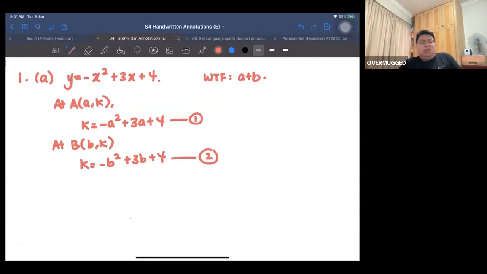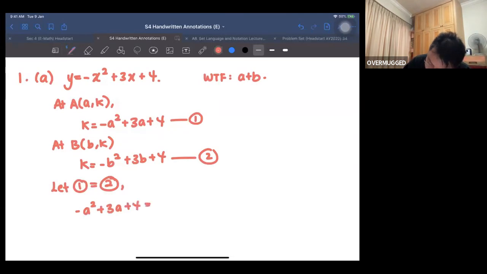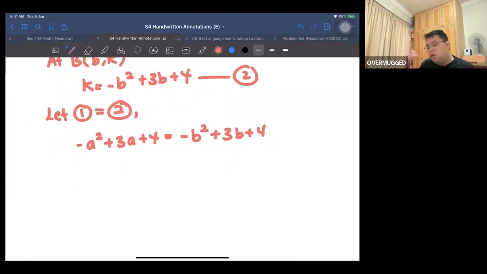Now, k is a burden because we do not know what k is. So if I want to get rid of k, what do I do? It is to definitely equate them. So I can equate equation 1 and equation 2 together, and the k would magically vanish. So I'll get negative A squared plus 3A plus 4 equals negative B squared plus 3B plus 4. And this is my expression. Very good. So now my objective is to get out the A plus B term.